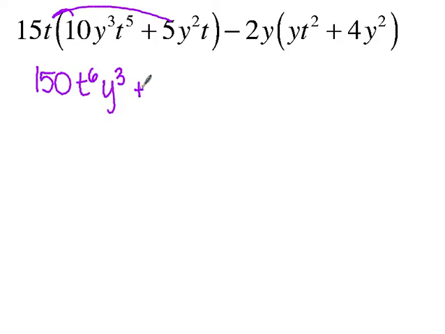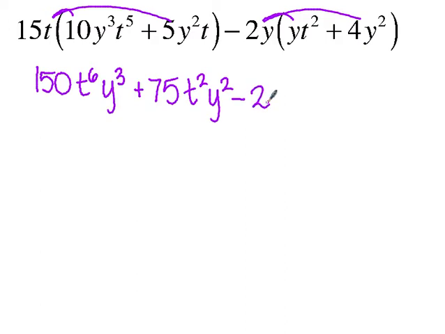So now once again, 15 times 5, 75. T times t, t squared, and I also have a y squared. All right, now I'm going to distribute the negative 2y. So negative 2 times 1.